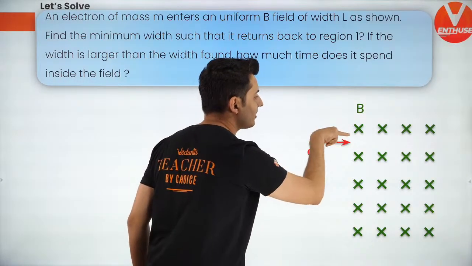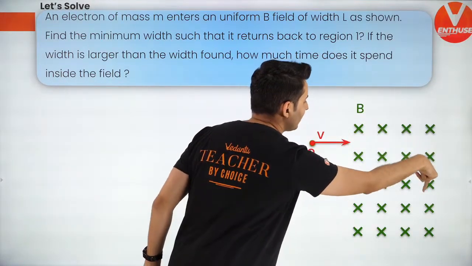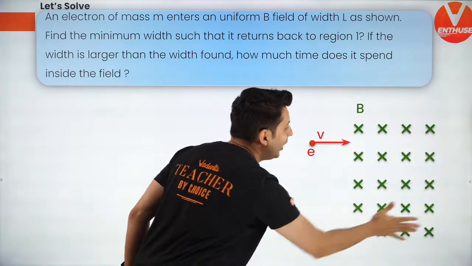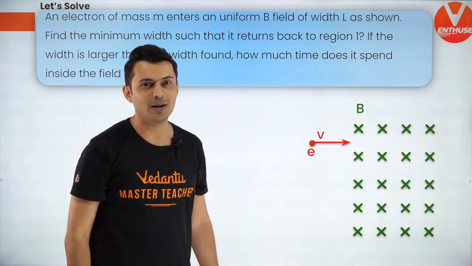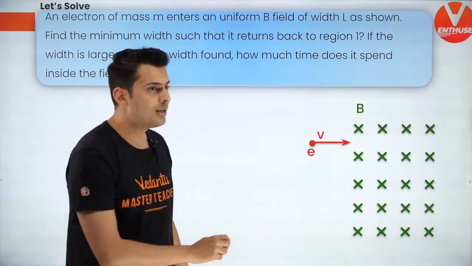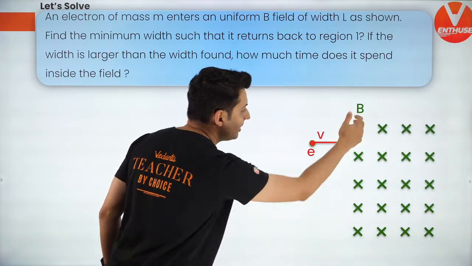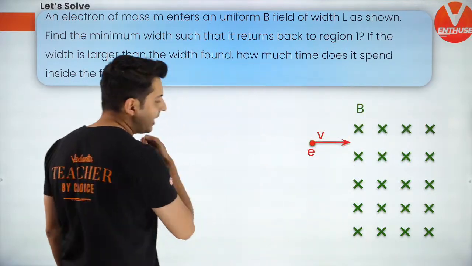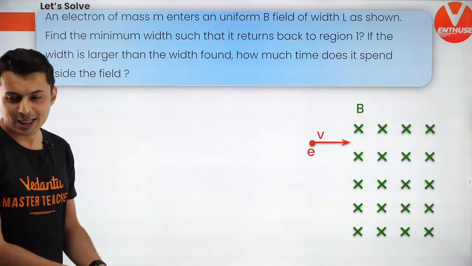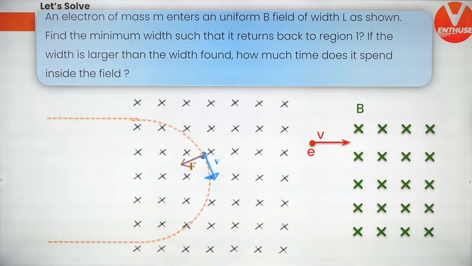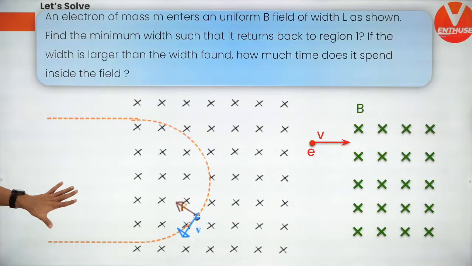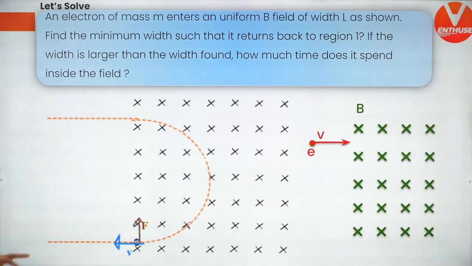So once it enters here, it's going to start turning, but it will not complete the full circular motion. Why won't it complete? Because it can only stay inside the field till here. After it comes here, the field is over, so it will come back. So it will look something like this. Look at this animation. This will give you a very good visualization.